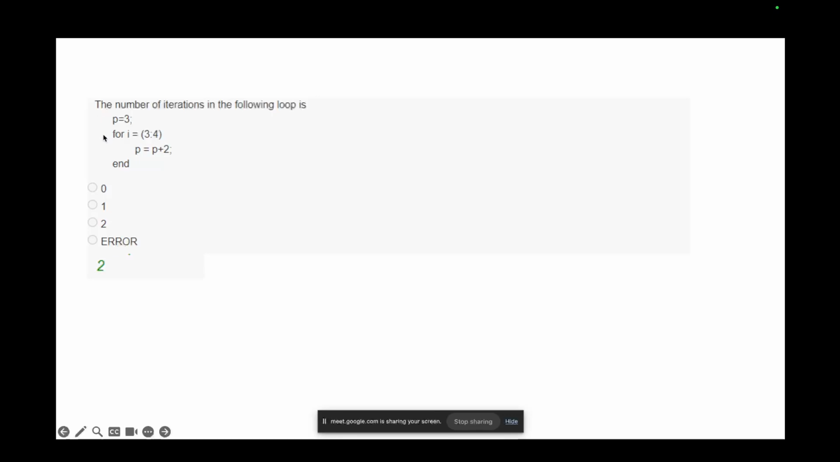It's simple. If you are asked the value of p, then you have to add up these and tell the value of p. But this is the number of loops they're asking. Okay.